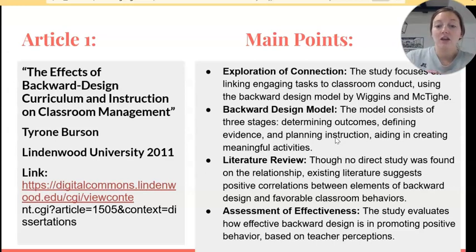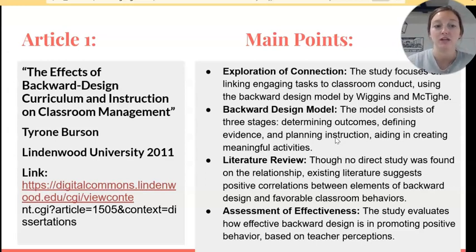And then the literature review, in the paper it said that there wasn't a lot of research with the direct study on the relationship between backwards design curriculum and classroom management, but there was existing literature that suggests that there was positive correlation between the elements of the backward design and favorable classroom management and behaviors. And then the study evaluates how effective backward design is in promoting positive behavior based on teacher perceptions.